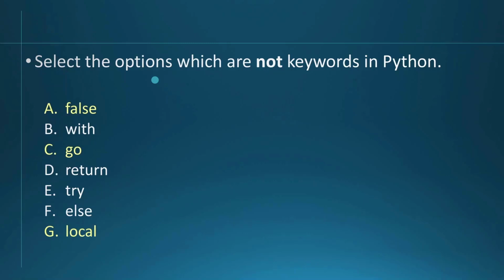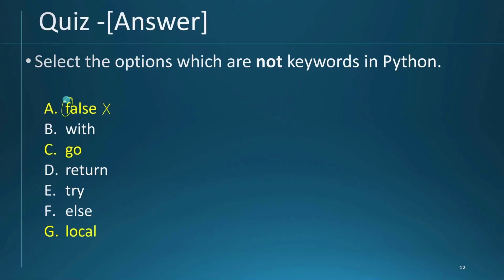Now to see the results, you can see false is not a keyword because it starts with a small letter. If it was a capital letter, it would be part of the keywords, right? Now you can see go is not a keyword, local is not a keyword. You can check all the 33 keywords to verify this. You can see with, return, try, else are defined as keywords in Python.